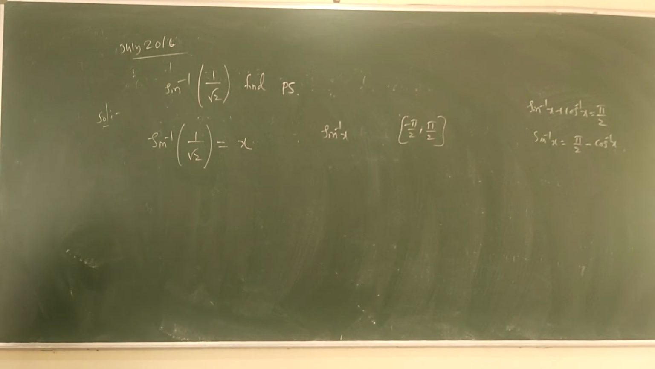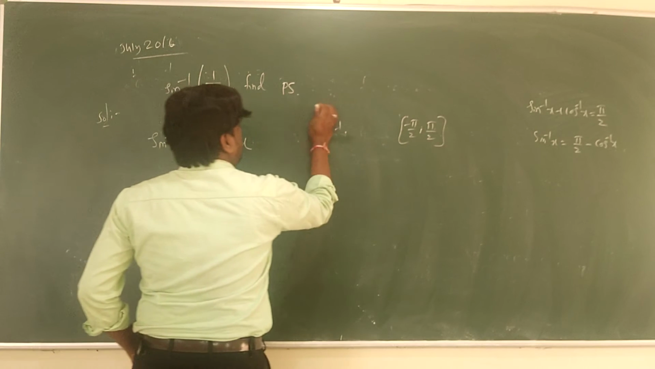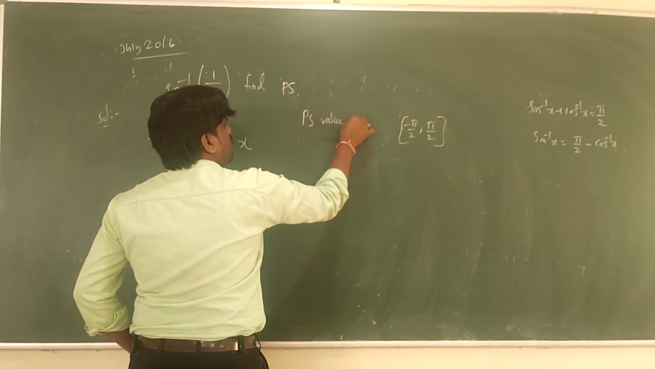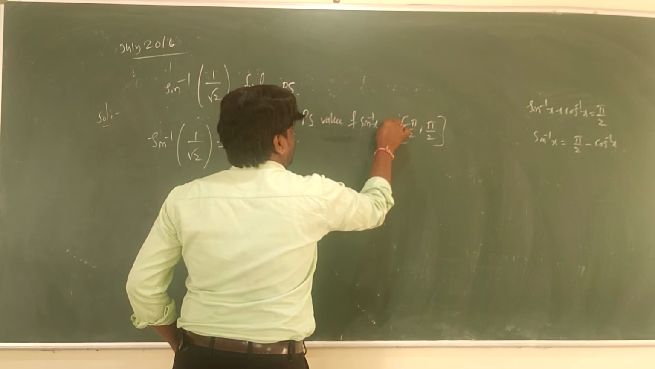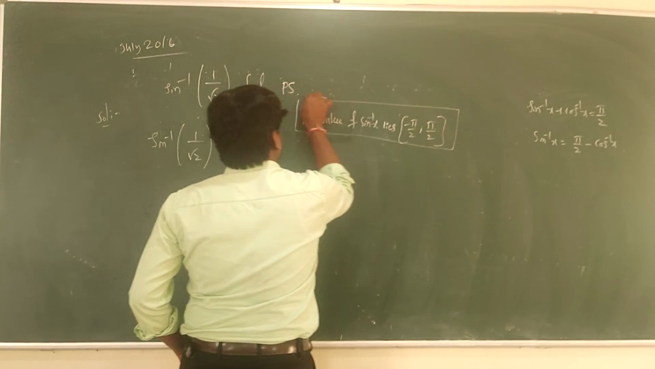Okay, how are they writing here? The principal value of sine inverse x lies up. You have to write like this, the principal value of sine inverse x lies in between this, because it is a 3 marks question.